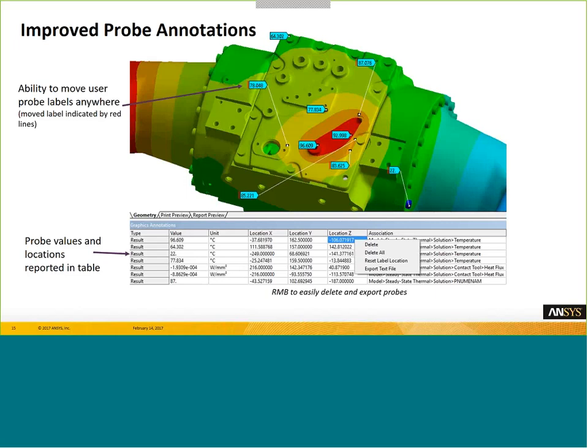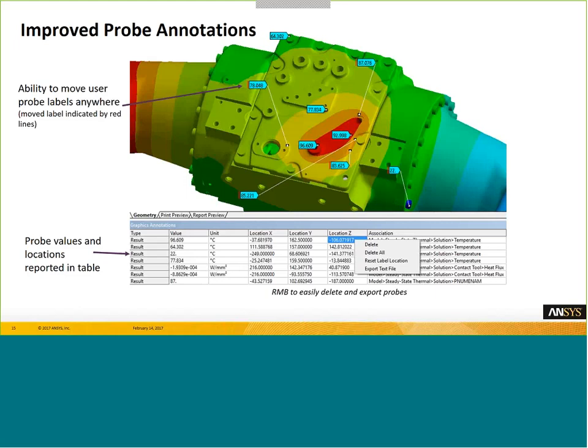And as you're doing these, you'll see underneath the graphics window where the table is, a table of results showing you the result value, the location X, Y, Z, and what it's associated to as well. So it gives you a summary view of what's going on the screen there. And you can export those to a text file, delete them, do whatever you like with them.